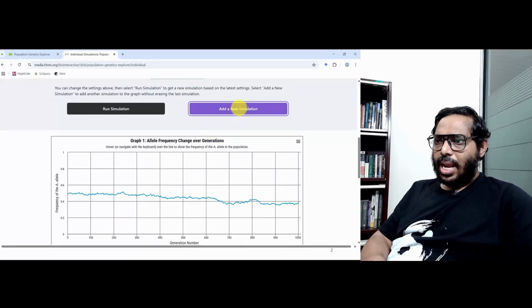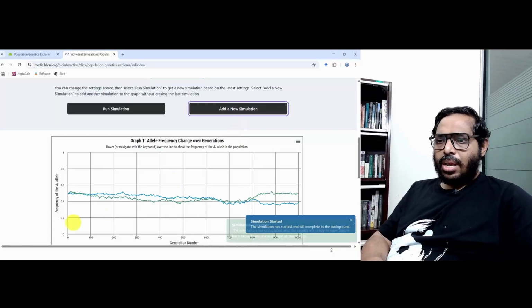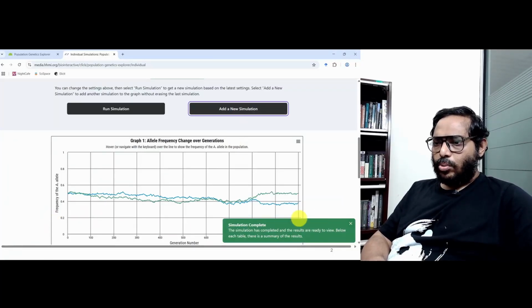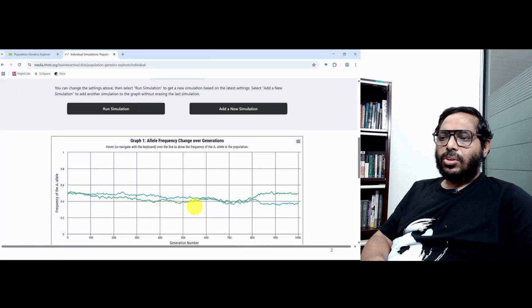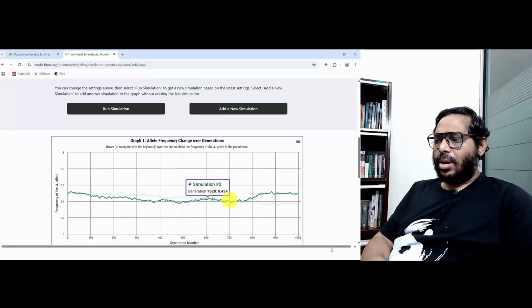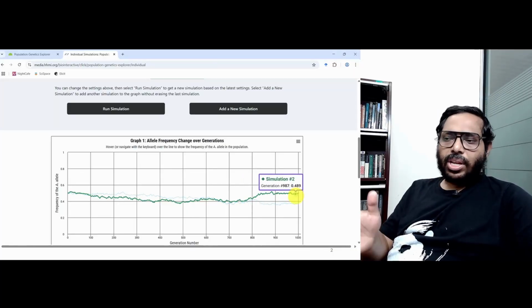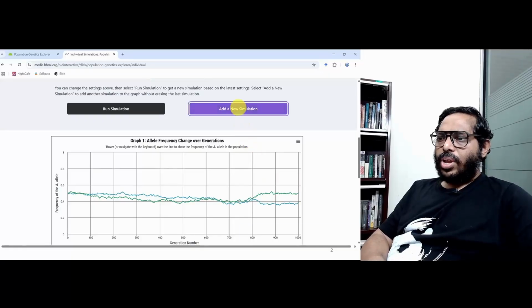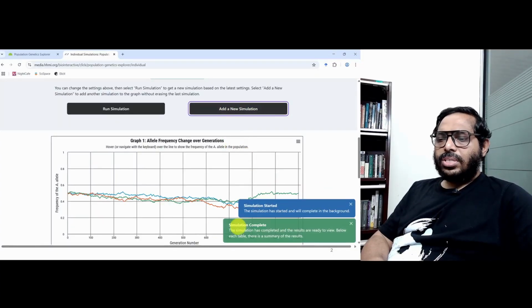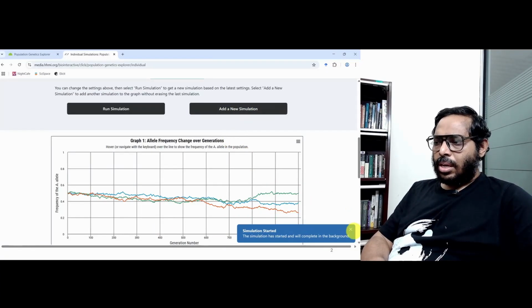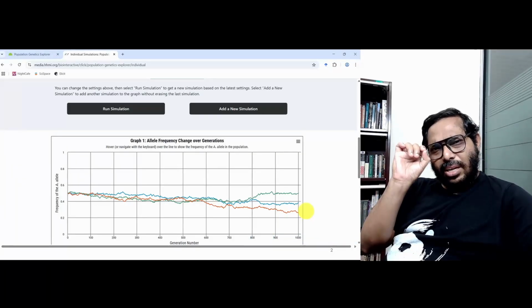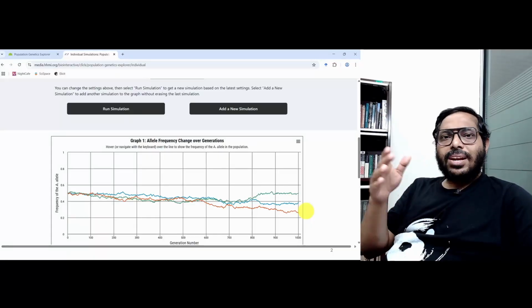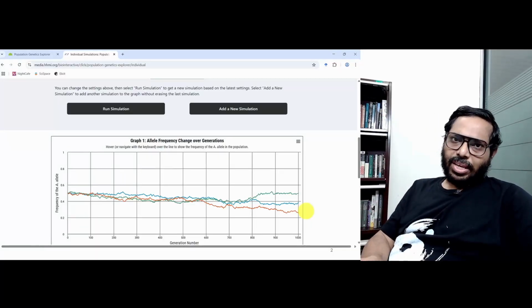So, let us do that. We say add a new simulation, and again we see that there is some amount of bouncing around in this green curve, but this bouncing around is not the same as the previous time's, and after about 1000 generations this is ending at somewhere around 0.502. We add one more and we see the same thing. In each of the three cases that we did, the bouncing around is of similar, small magnitude, but where it is ending up is varying in all three cases.